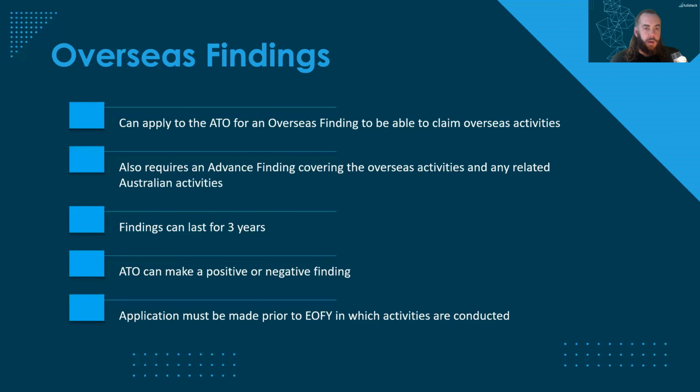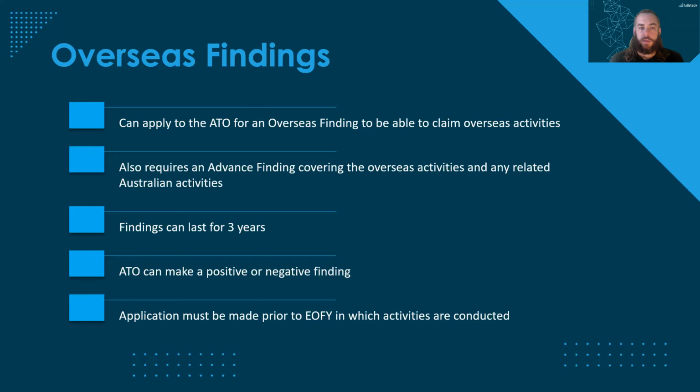So now that we've got that background out of the way, we come to where you may be able to claim overseas activities. The default is not being able to claim overseas activities. An overseas activity is one where, if you think about activities, they're things that are done by people, where an activity is conducted by someone that is located overseas, it will be an overseas activity. And it is only able to be claimed if you have an overseas finding. So you can apply to the ATO for an overseas finding to claim these activities.